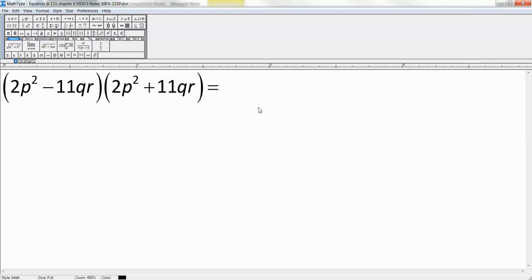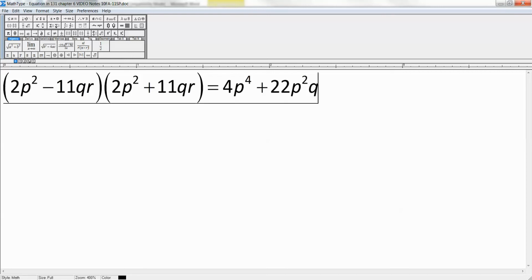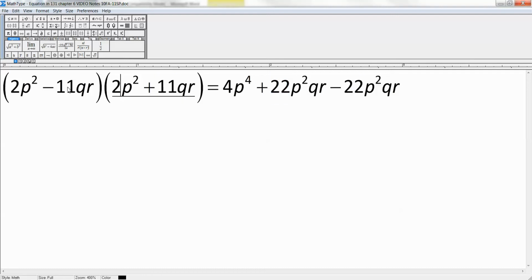Okay, so this is going to be equal to, now 2 times 2 makes 4, p to the 4th, because you have 2 and 2 more makes 4. Plus 22 p squared qr minus 22 p squared qr, right? Because the outers is plus 22. 2 times positive 11 makes 22. And then the inners, negative 11 times positive 2 makes minus 22.